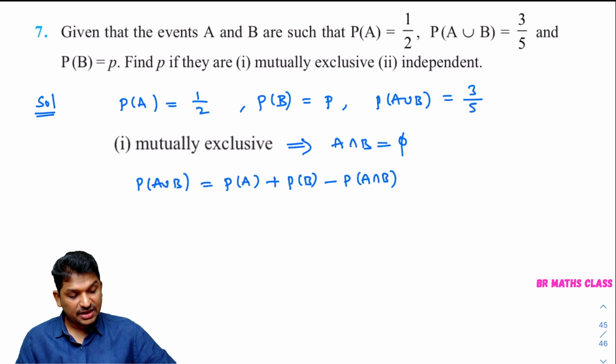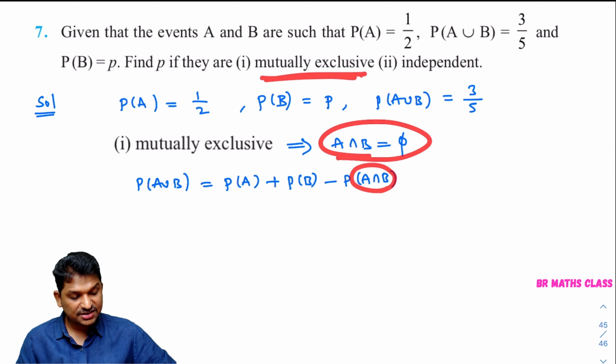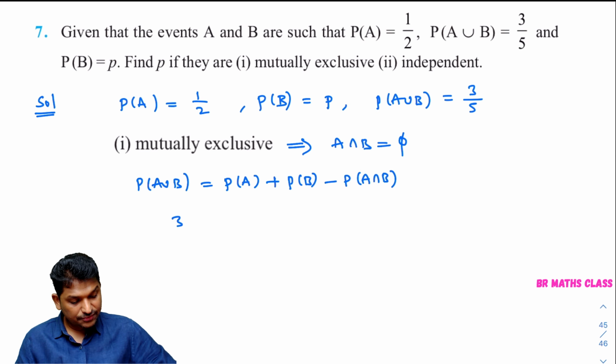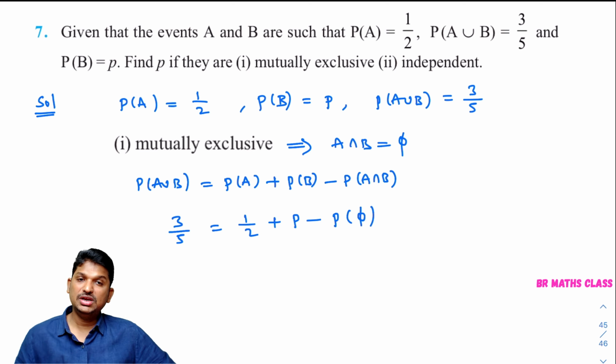Mutually exclusive they are saying. When they are saying mutually exclusive, you know A intersection B is the null set. Probability of A union B, they have given it as 3 by 5. Probability of A is 1 by 2. Probability of B is P. Probability of A intersection B: A intersection B is the null set because A and B are mutually exclusive.